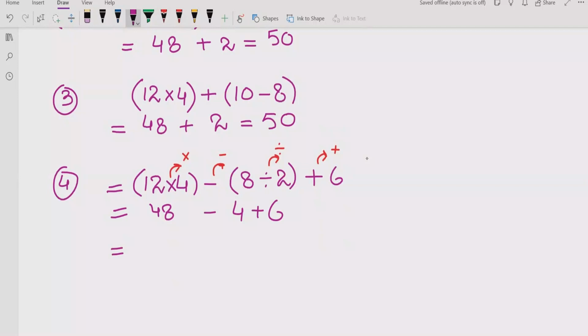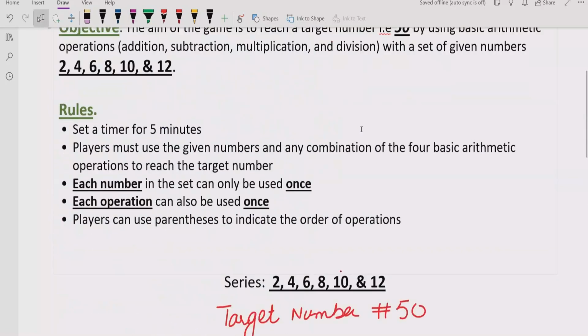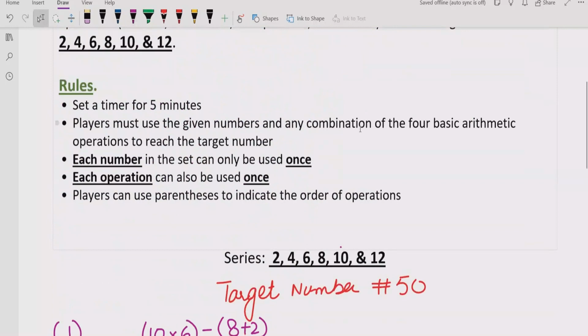If we solve these expressions, we will get the answer 50. I hope you understand how you can solve this type of targeted number 50 challenge using this series by applying basic arithmetic. Now you can try some other way to get the targeted number 50 using any basic operations, but keep in mind that each number in the set can be used only once and each operation can also be used only once.